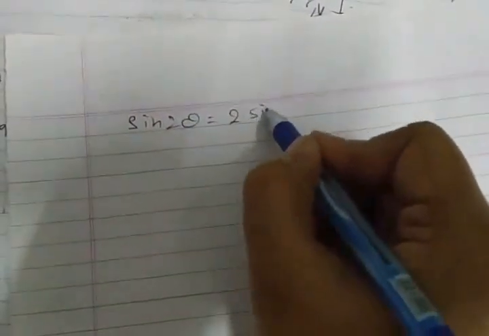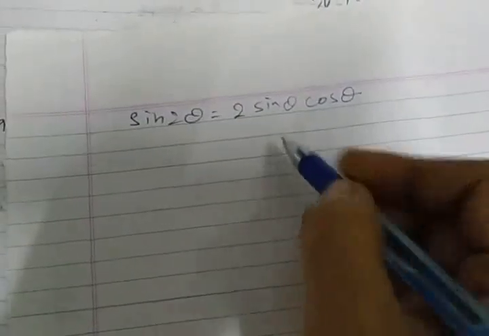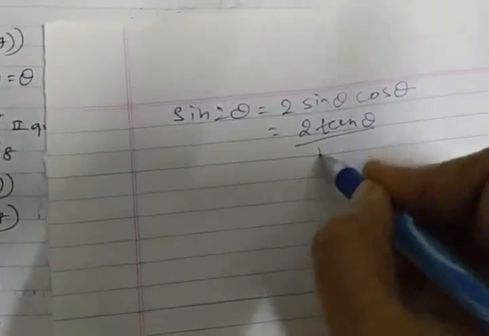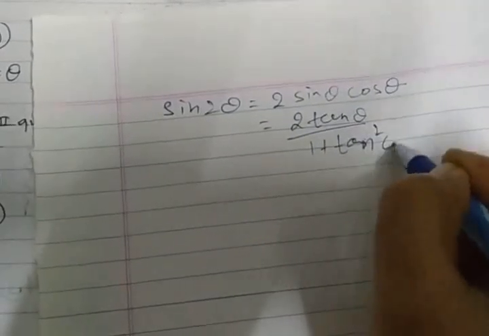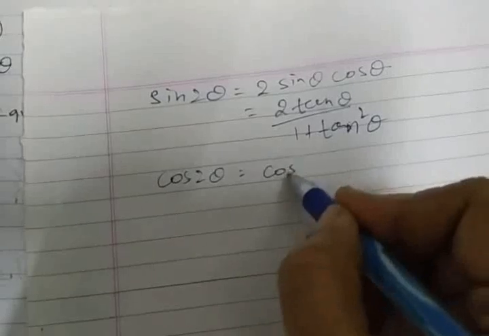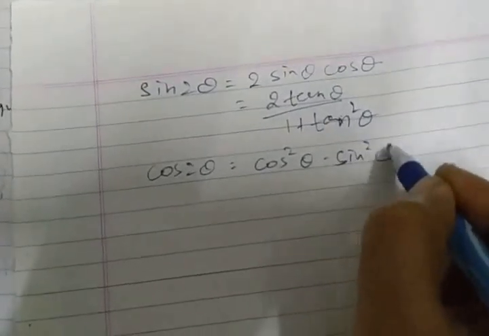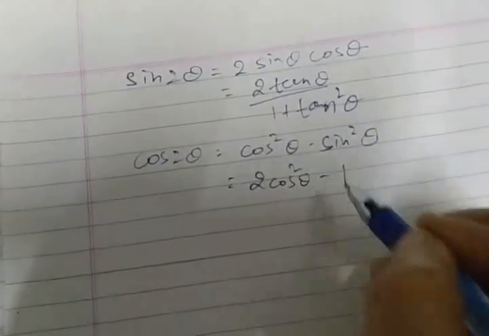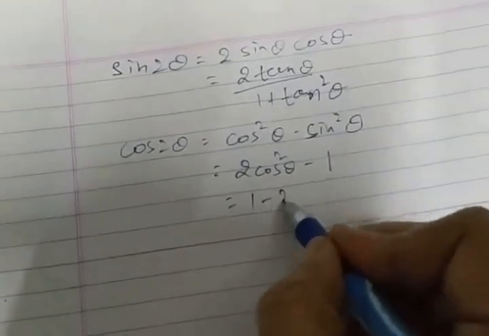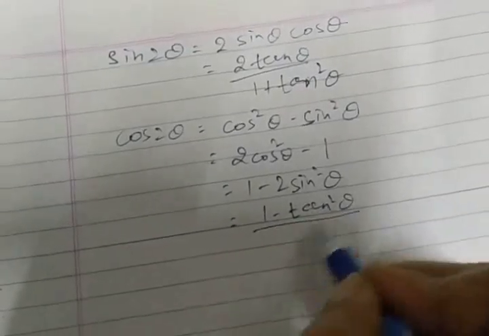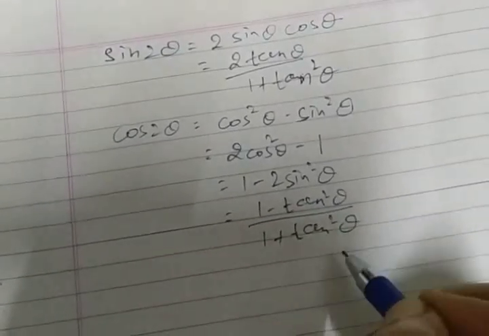Sin 2 theta is equal to 2 sin theta cos theta, isn't it? Once again, if we recollect all the formulas, this can also be taken as 2 tan theta divided by 1 plus tan square theta. Even cos 2 theta, which I did in PUC first year: the first formula is cos square theta minus sin square theta. In terms of cos only, it is 2 cos square theta minus 1. In terms of sin, it is 1 minus 2 sin square theta. In terms of tan, it is 1 minus tan square theta divided by 1 plus tan square theta, isn't it?